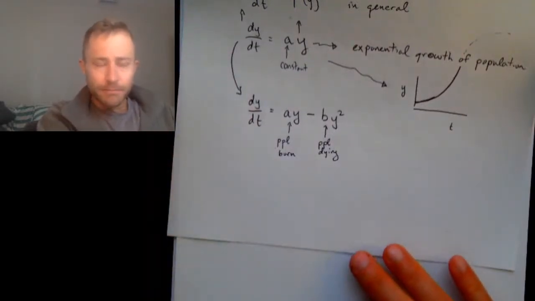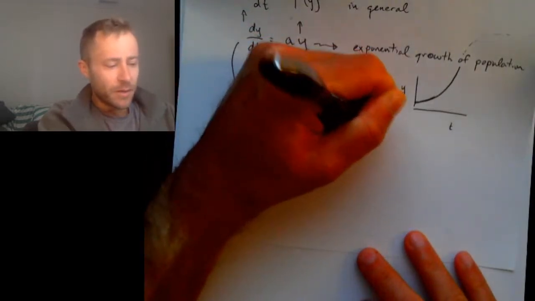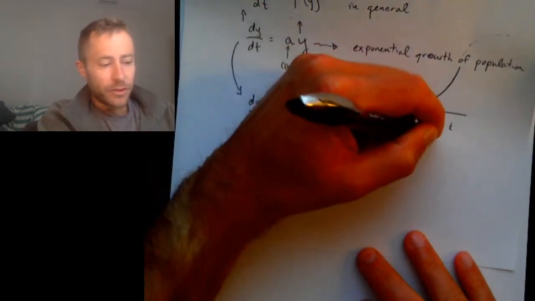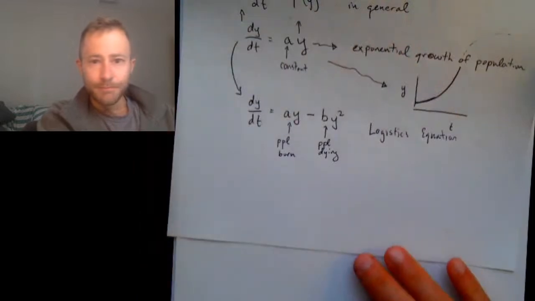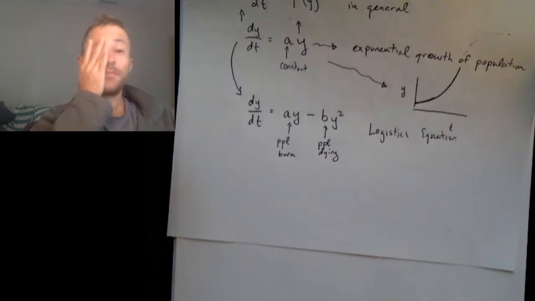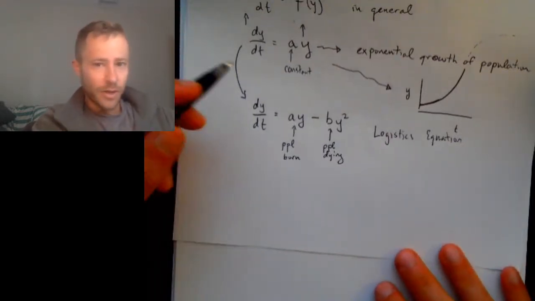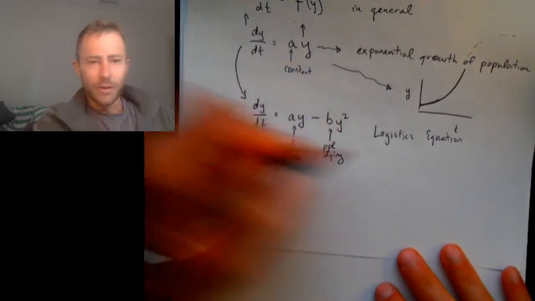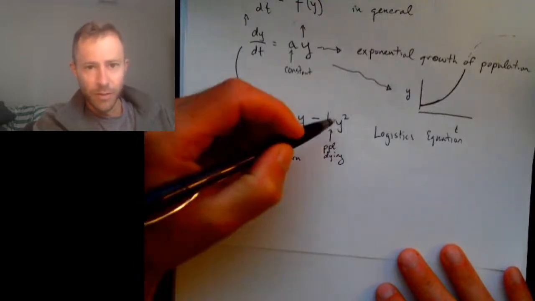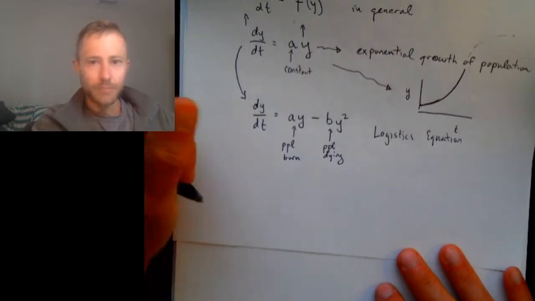And you could look up this equation. It's called the logistic equation. It's used in biology a lot to understand populations of creatures. If you look up the equation, they will derive why the death rate is proportional to y squared, for example.